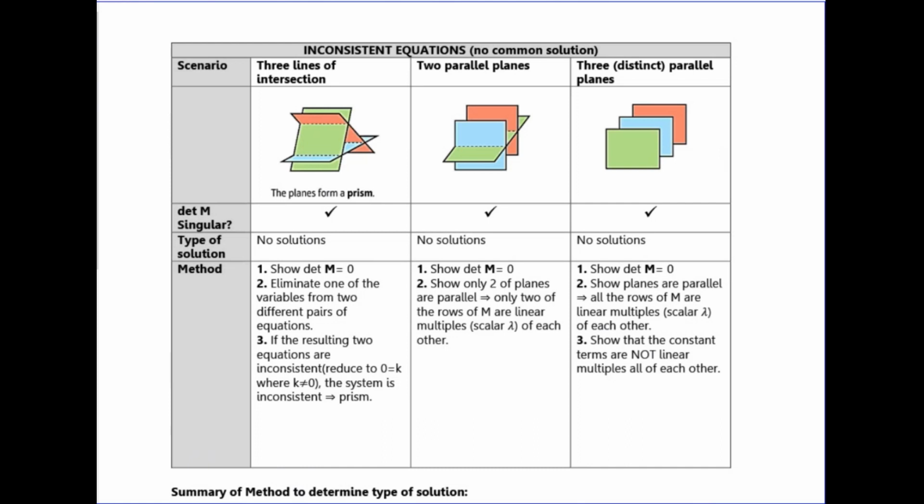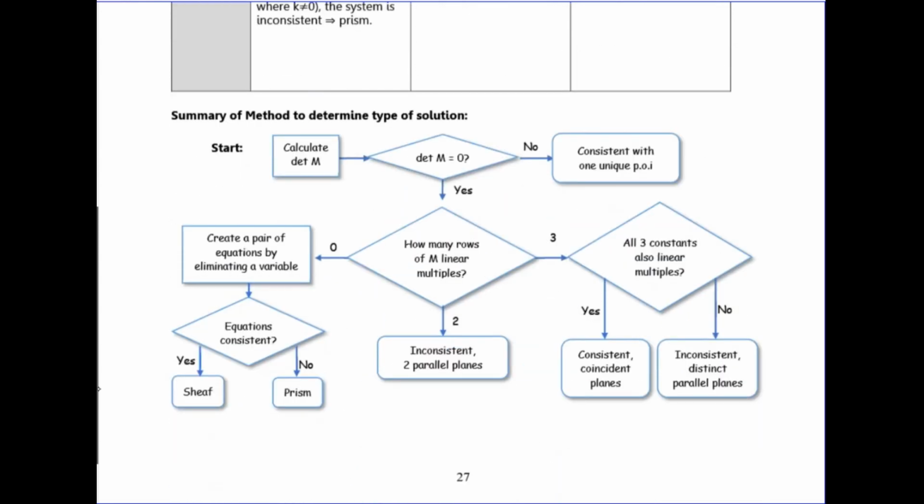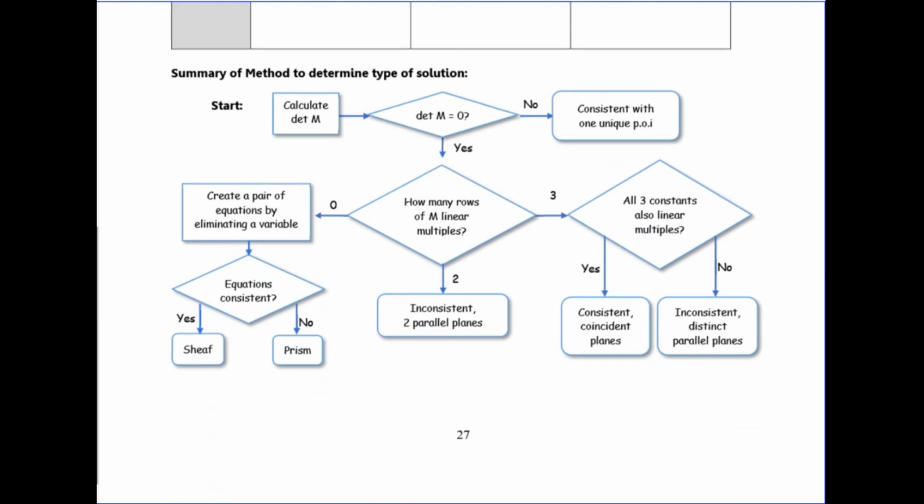It's a lot to take in at once. It will take a while to wrap your head around, and like I said, I think it'll make more sense once you've done the vectors. Do we have to remember the names of them? Well, the ones you need to remember the names of are sheaf and prism. There's a massive flow chart here. It's up to you if you find it useful. I'm not going to go through it.